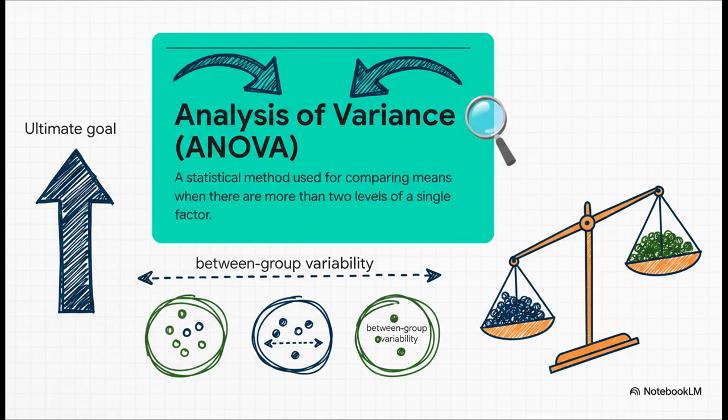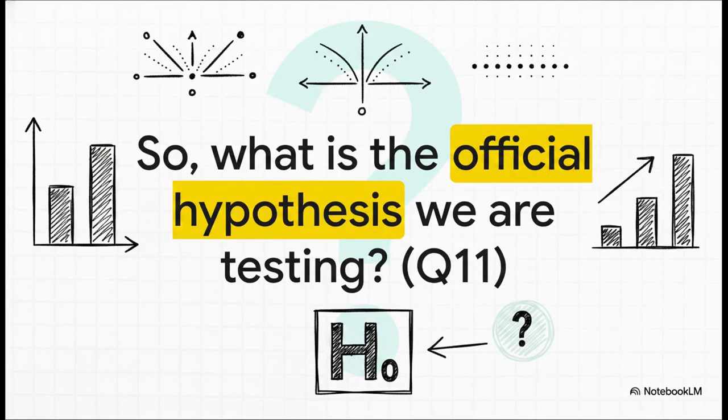We do this by figuring out if the variability between our different groups is significantly larger than the variability within each of those groups. Okay, so if we're all about testing means, we obviously need a formal hypothesis, and you can bet your exam is going to test you on getting the wording exactly right. So let's look at question 11 to nail this down.